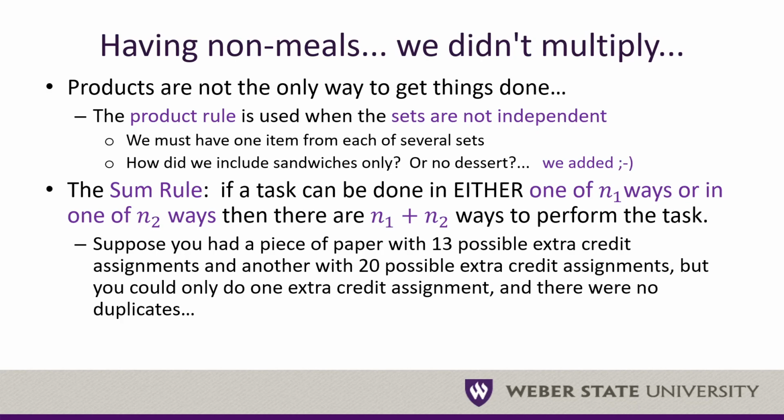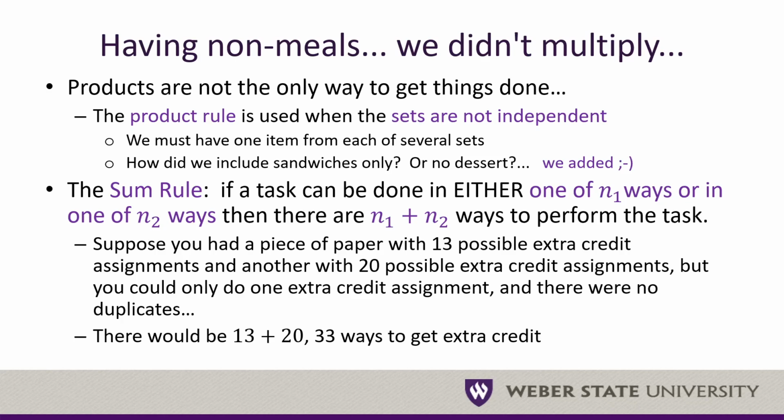Well, that doesn't multiply. I don't now have 13 times 20, because you're not going to write 2 papers. I'm only going to accept one for extra credit. So here, I've now got 33 ways to get extra credit. Write a paper on one of 33 topics as opposed to writing on one of 13. So that's another way to look at the sum rule, if you're just adding options.